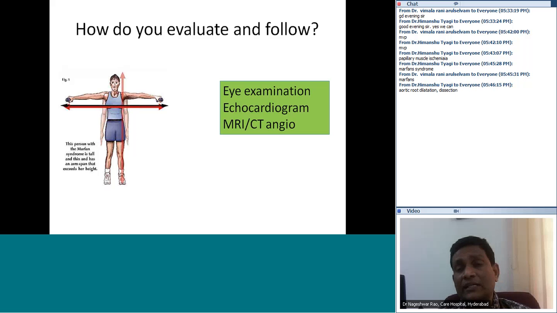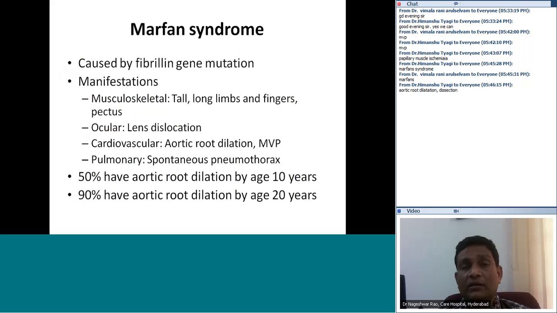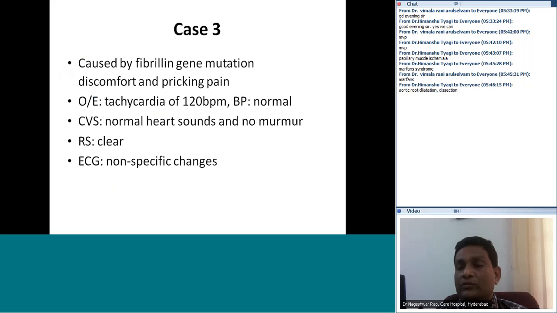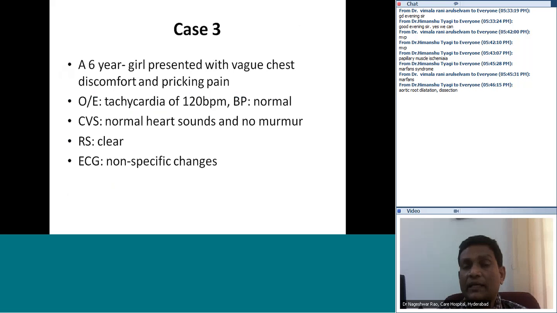Generally you will see 50% will have aortic root dilatation in 10 years' time, and by the time they reach 20 years, most of the people will have significant aortic dilatation and need to undergo surgery. So Marfan syndrome is one of the important conditions. They can have acute chest pain or chronic vague chest pain, and you need to assess it thoroughly clinically in this kind of people. So let us see the other thing.